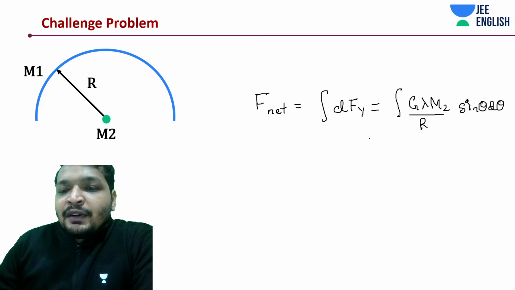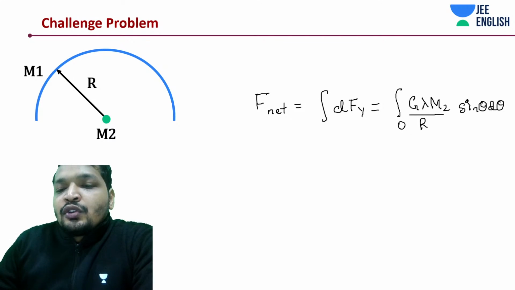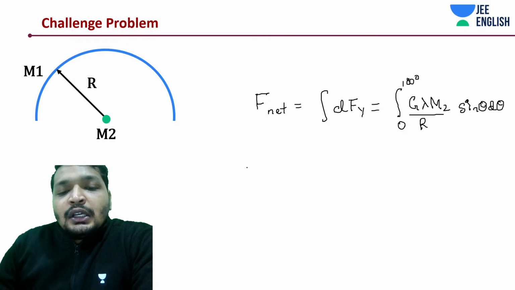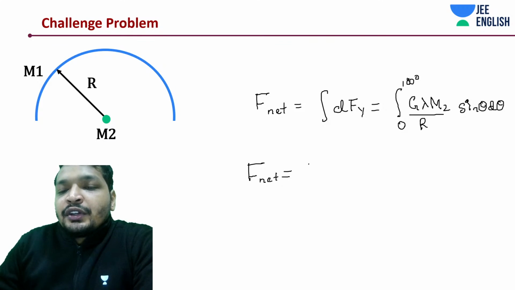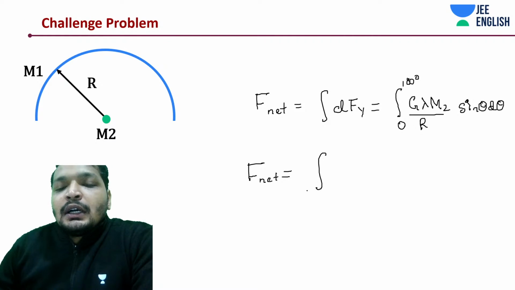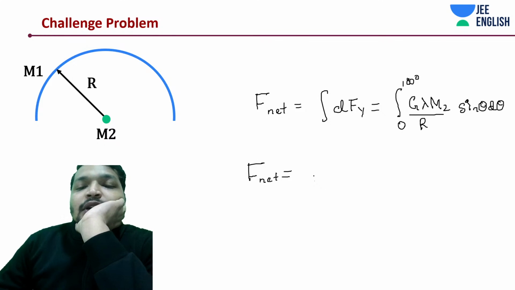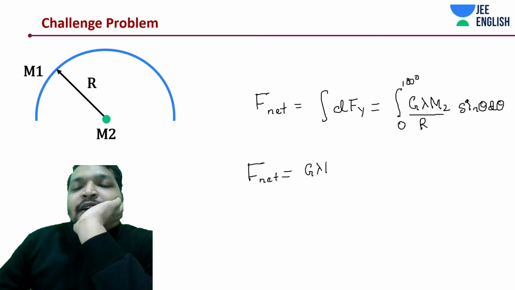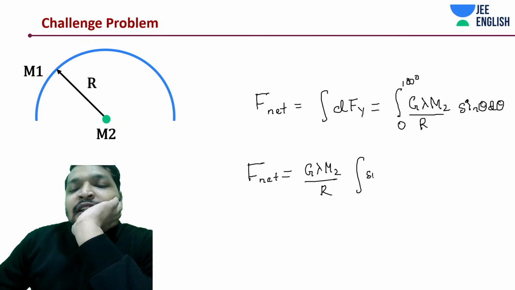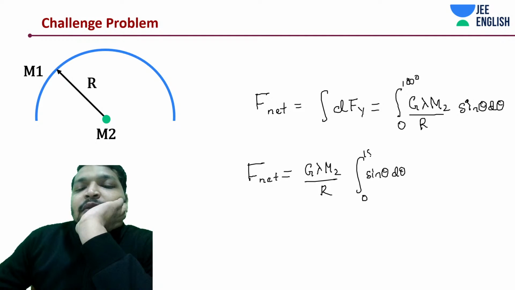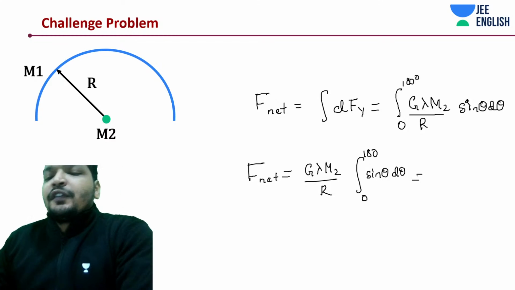So this is nothing but from which angle to which angle? 0 to pi, or 0 to 180 degrees. Same thing. So the net force is going to be how much? Let's take out the constant. So G into lambda into m2 divided by r, integration of sin theta d theta, which is going to be what? Minus of cos theta.